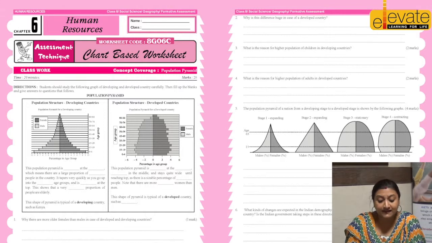What kind of changes are expected in Indian demography in the coming years as India approaches becoming a developed country? Is the Indian government taking steps in this direction?